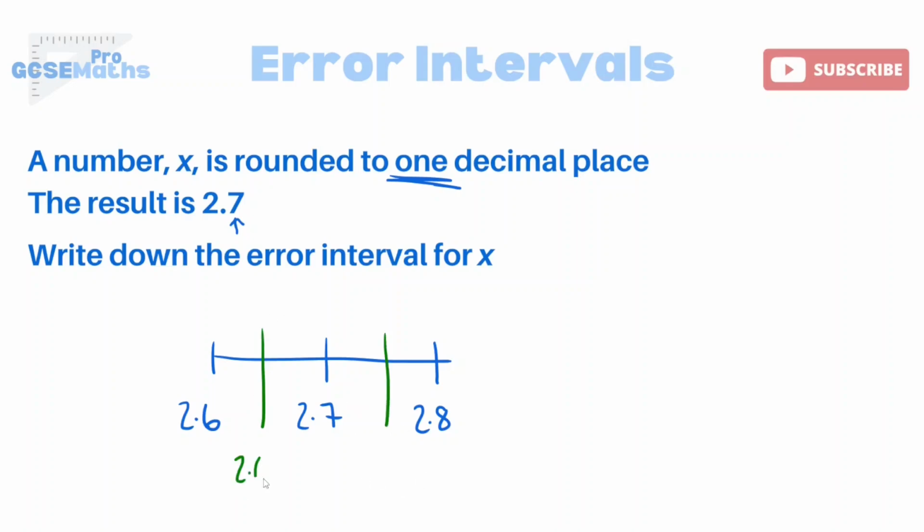So for example, 2.65, anything 2.65 or above would round up to 2.7, and then 2.75. Anything 2.75 and below would be rounded down. Now this is where it gets tricky because you're probably thinking, well, it can't be equal to 2.75 because that would round up to 2.8.